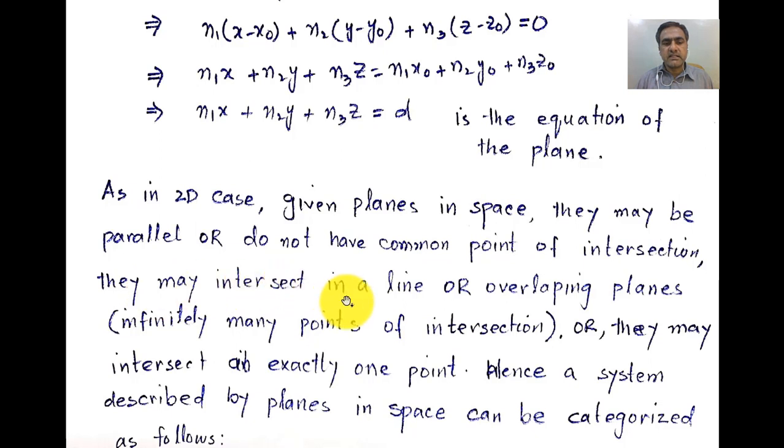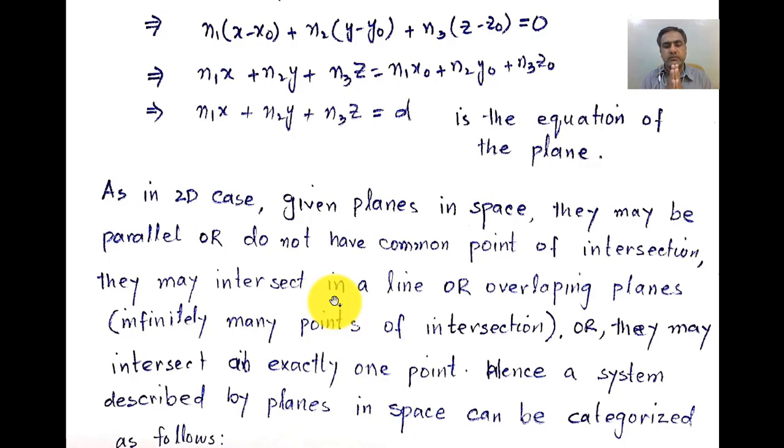The second case is that they may intersect in a line. So if I consider these two planes, they are intersecting exactly at this line. I can add a third plane to it, and once again they intersect in this line. So we have planes which intersect in a line, and intersecting in a line means that they have infinitely many points of intersection. Another possibility is that I have overlapping planes, and overlapping planes of course have infinitely many points of intersection.